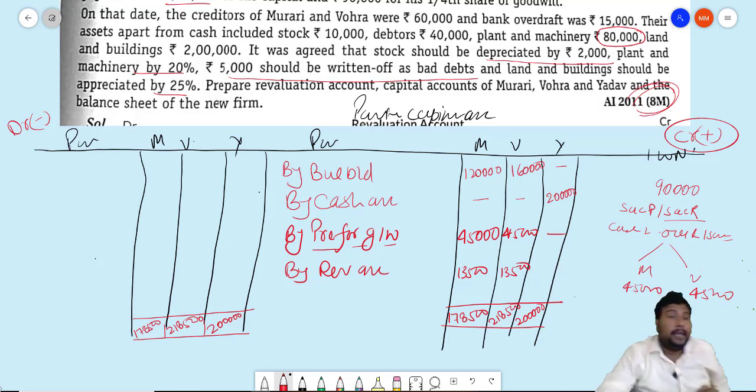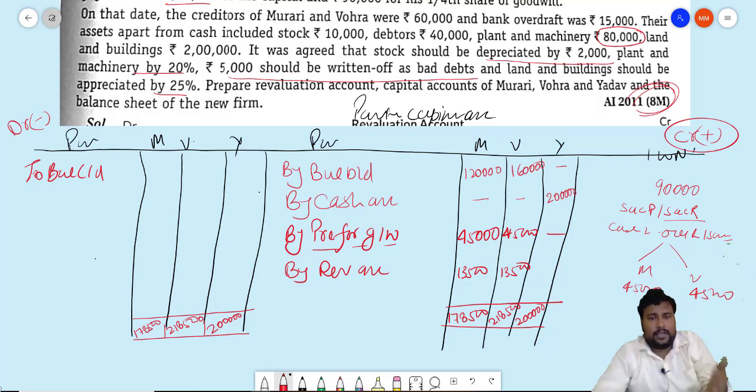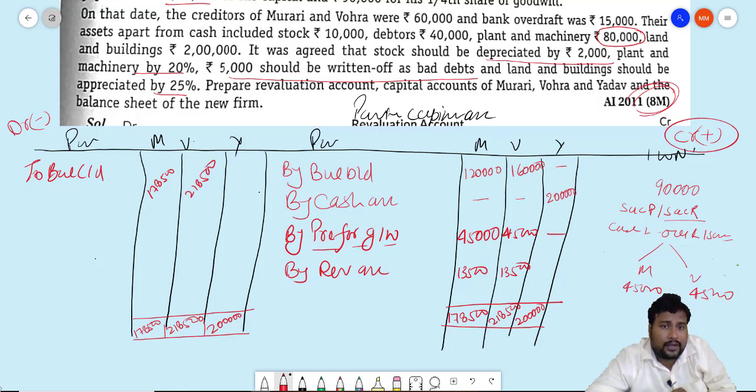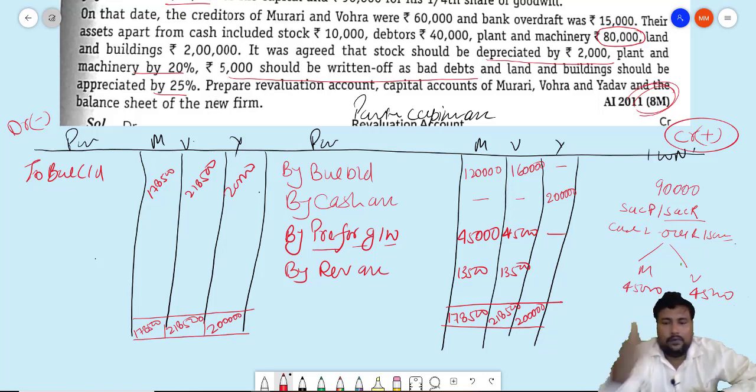Now guys, we will find out the balance and here we will write down to balance CD. Nothing else is to be done, so the same will be transferred as a balance CD. The total will be 1,78,500, 2,18,500 and this one is 2 lakh rupees. Okay, partner's capital is over. Any question, welcome from your side.